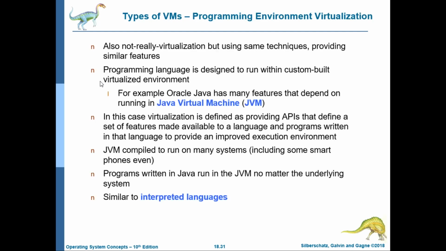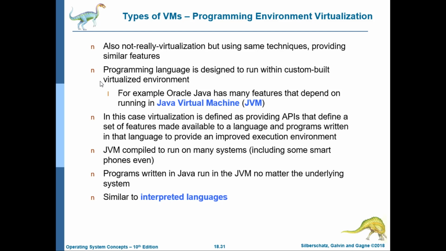So another type of VM is programming environment virtualization. Also not really virtualization, but using the same techniques, providing similar features. So a programming language is designed to run with a custom-built virtualized environment. For example, Oracle Java has many features that depend on running in the Java virtual machine, or the JVM. So this is of course a virtual machine for Java.